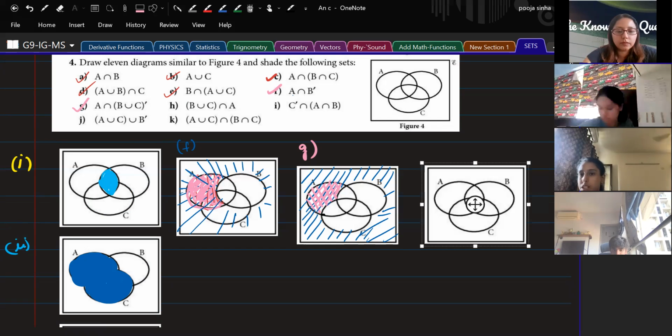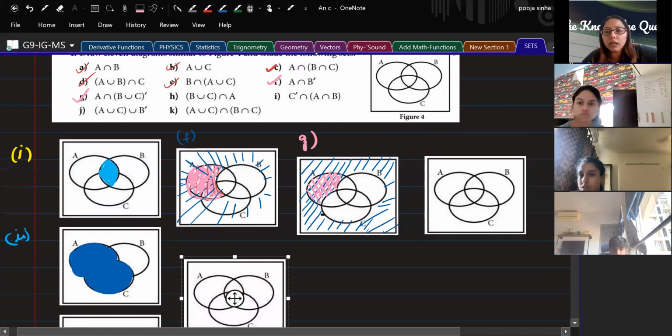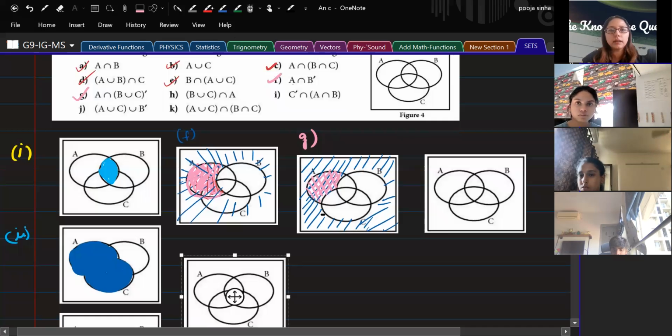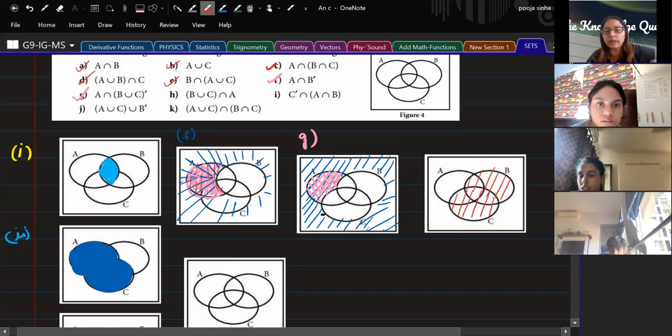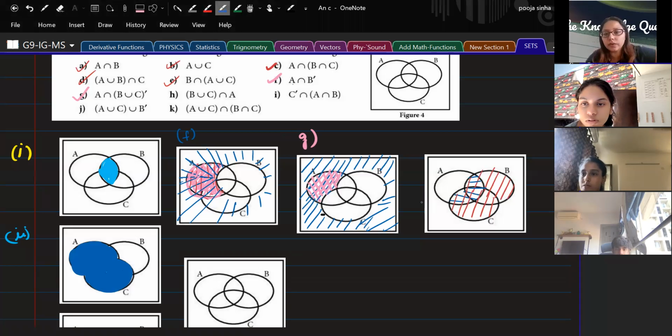First, you shade in B and C, all of it. First, I'm going to shade B union C. So everything in B and C? Yes. This whole thing I will shade. That is B union C. And then you would shade in the part that intersects with A. Which part? Only this? Is that the answer? Absolutely correct. Let's highlight that part now.